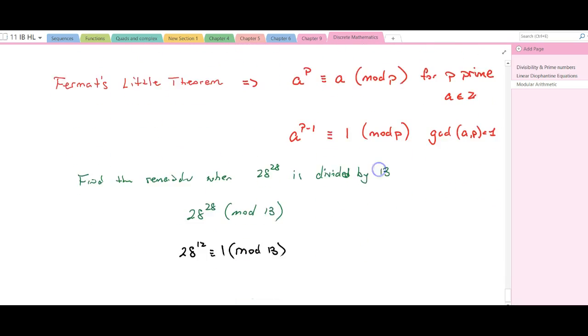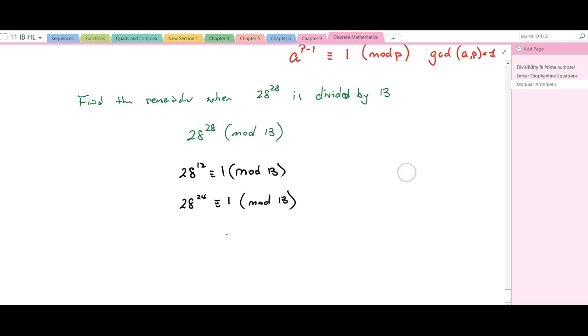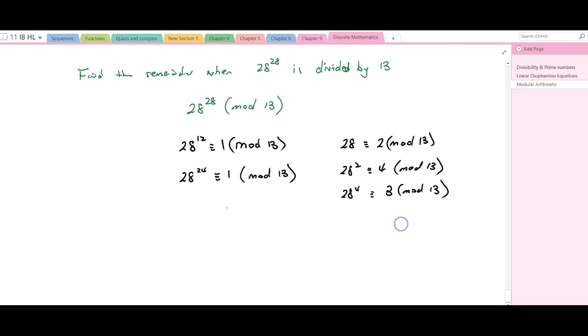Brilliant. Now we're going to use this property to get that up a bit higher and closer to 28. We'll square both sides. So 28 to the power of 24, and nothing changes over here because I'm just squaring 1. So that's equal to 1 mod 13. Now I've got 28 to the power of 4 to make up. So let's go over here and work out 28 to the power of 1, which is equal to 2 in mod 13. If I square that, I get 4 in mod 13. If I square it again, I get 16, or 3 in mod 13. So now look at that, I've got 28 to the power of 24 equals this.